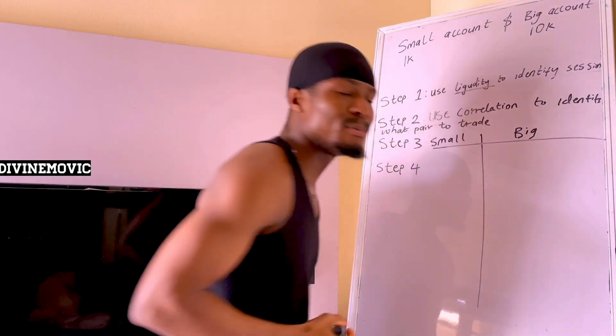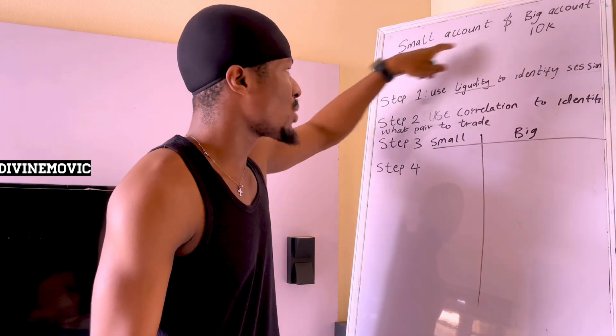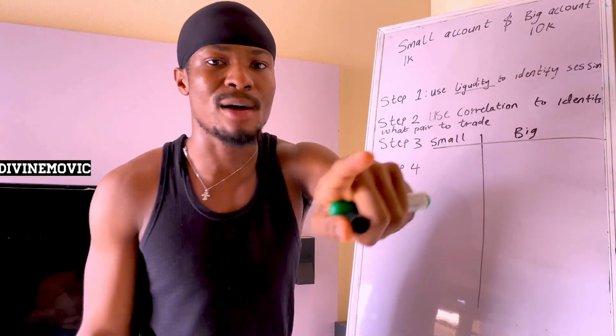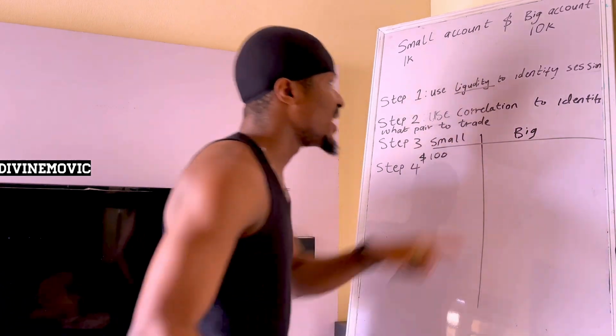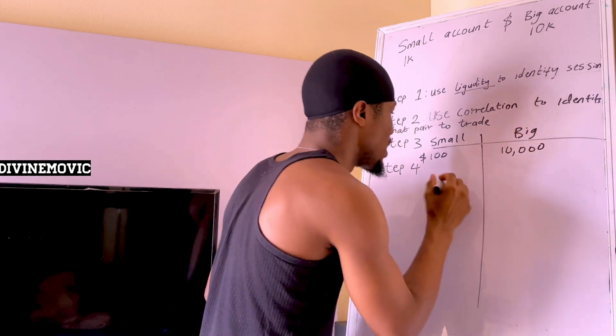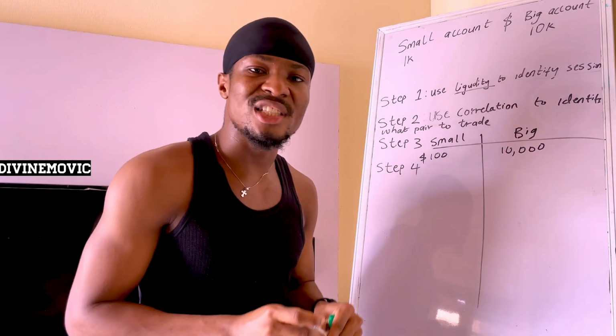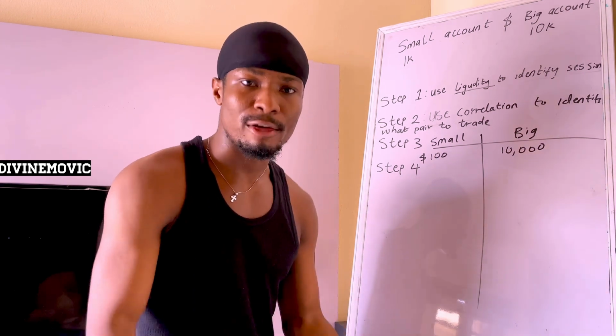Our interest now is simply to understand how we're going to be able to apply risk management on a particular account. In this case, for example, I'm going to use $100 for this small account, and here I'm going to be using 10K, $10,000.